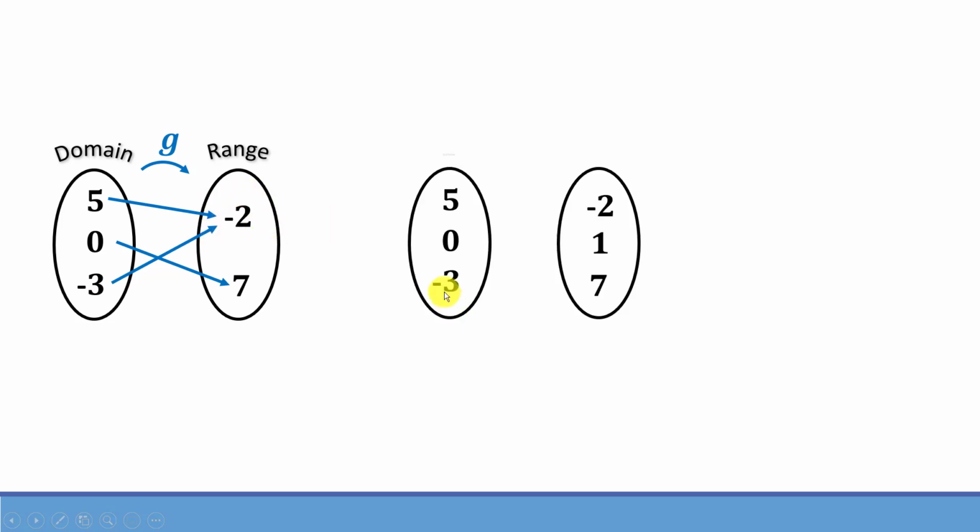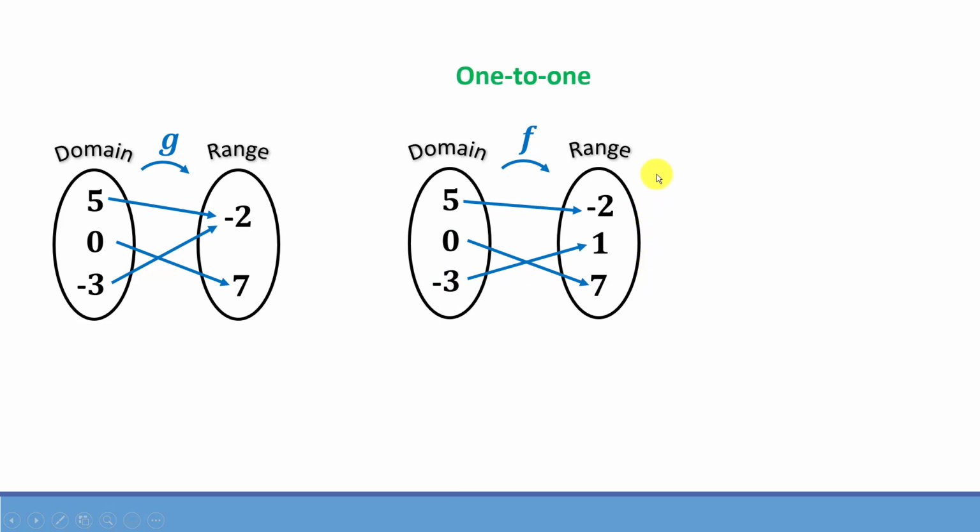Here's another example. Domain is 5, 0, -3 again. Now range has values -2, 1, 7. And this is how the values are related. Let's call this function f. How is it different from function g? Obviously the range has one extra value, but what else? Well, in function f, we don't have that situation where 2 inputs have the same output, right? In function f, each input has a unique output. 5 goes to -2, 0 goes to 7, and -3 goes to 1. And for this reason, this function f is called a one-to-one function.